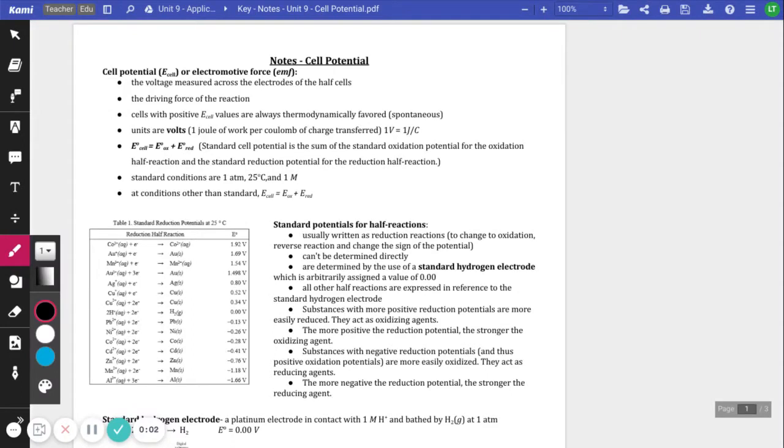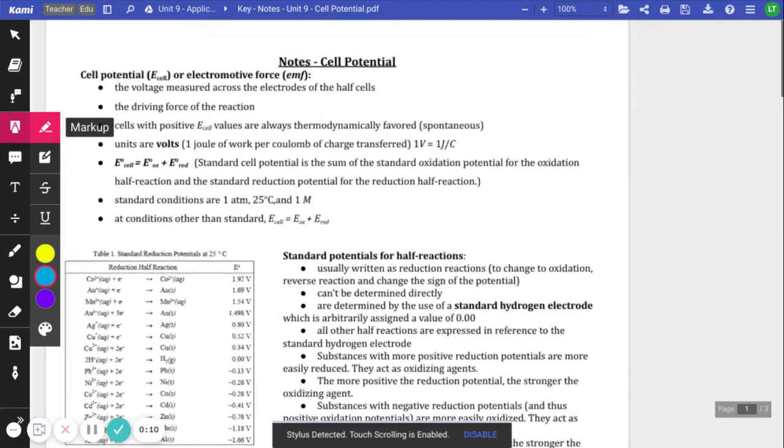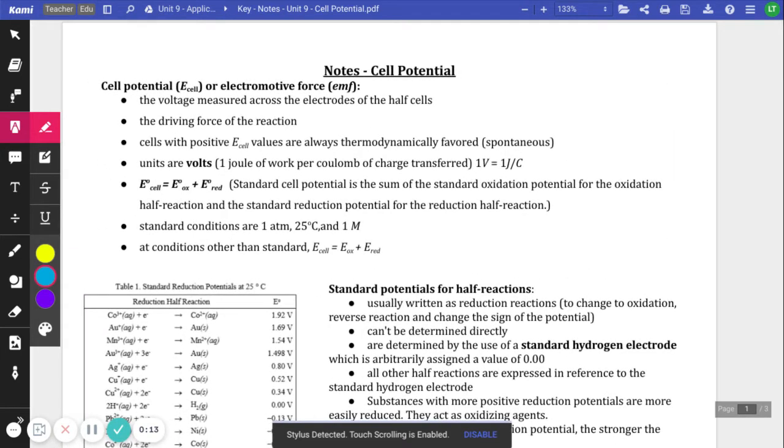Good morning, guys. So today we are going to talk about cell potential. Cell potential is essentially the voltage that occurs across the half cells of the electrons. Remember, in our last notes, we looked at a voltmeter to measure the voltage. So again, this is just the voltage measured.